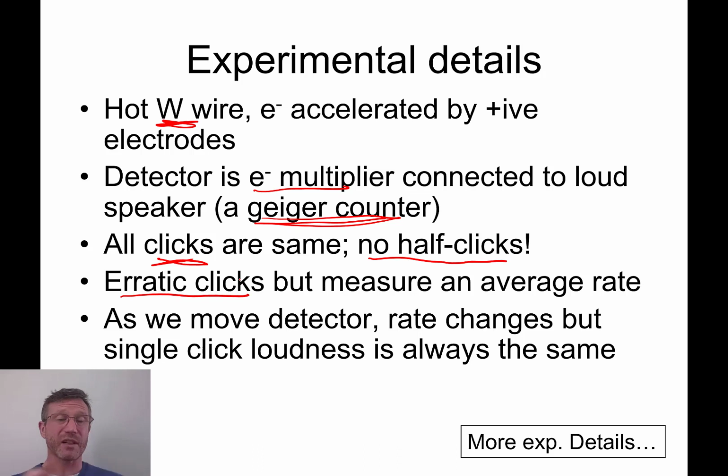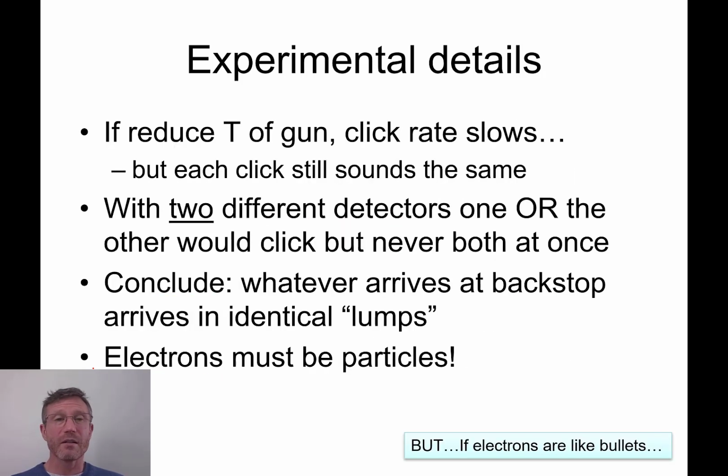We might have bursts of clicks that come in one 5-second period, and then in the next 5-second period there are fewer clicks. But on average, we can measure this sort of average rate in here. As we move the detector, the rate changes, but as I've pointed out earlier, that single click loudness is always the same. So let's look at some more experimental details.